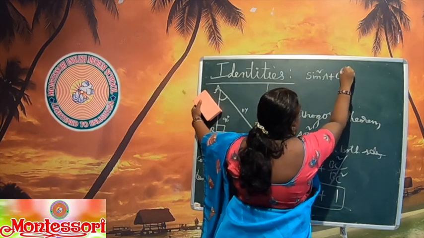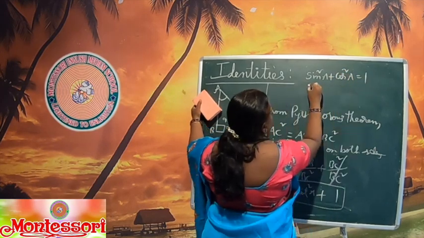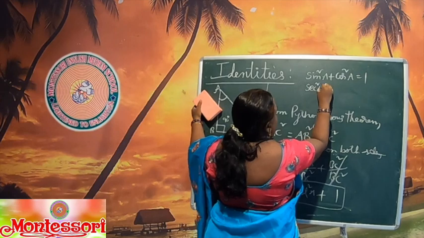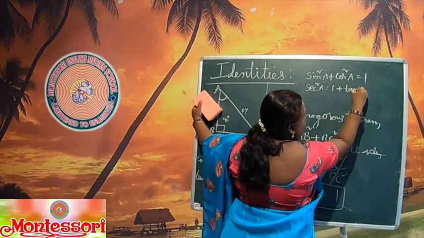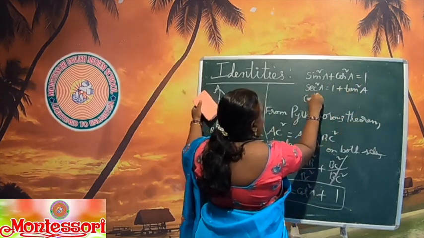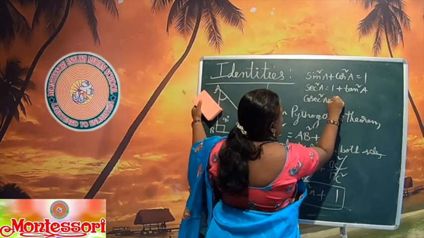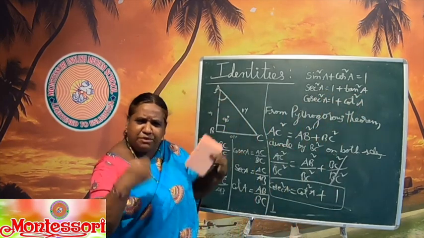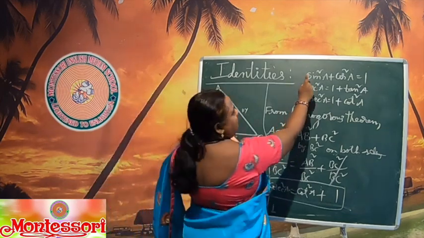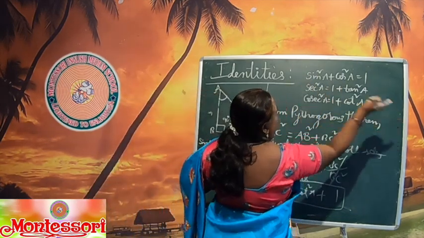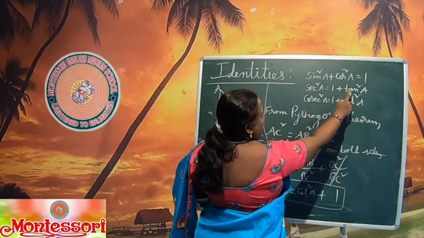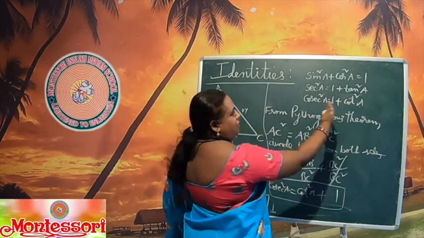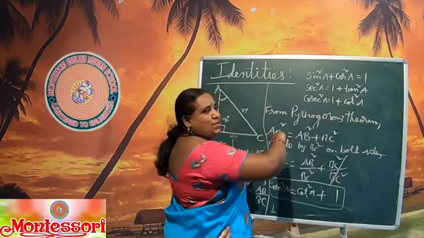Now I am going to write here all these trigonometric identities. Sin square A plus cos square A is equal to 1. Sec square A is equal to 1 plus tan square A. Cosec square A is equal to 1 plus cot square A. See children, basing on this we can derive many more. For example, sin square A is 1 minus cos square A. Tan square A is sec square A minus 1. Cot square A is cosec square A minus 1.